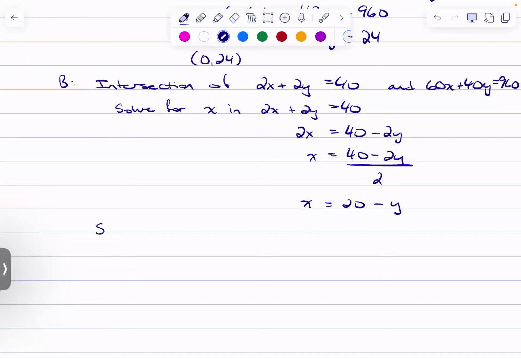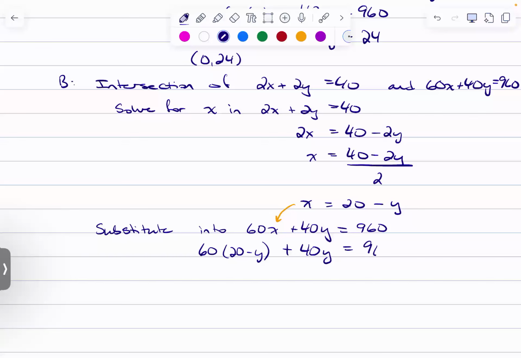And then I'm going to substitute into 60x plus 40y equals 960. This x is going in here. So I get 60 times 20 minus y plus 40y equals 960.